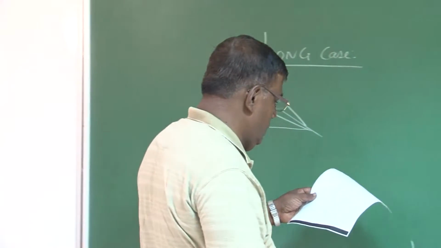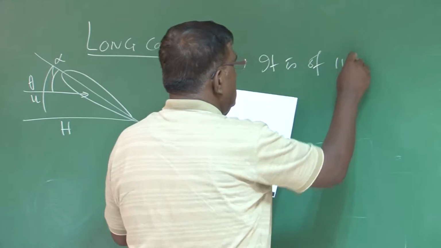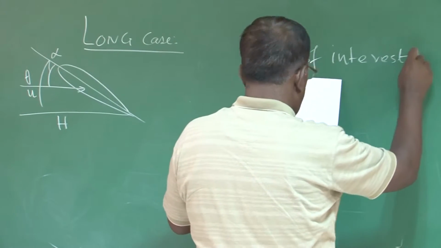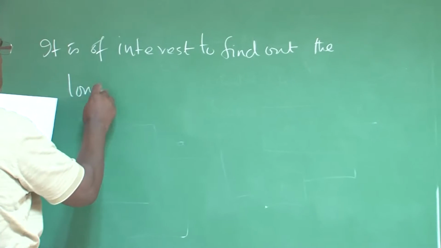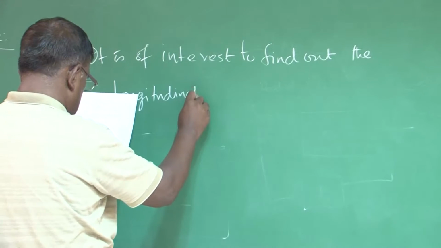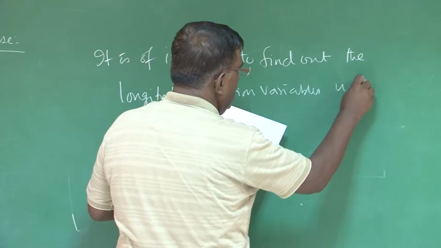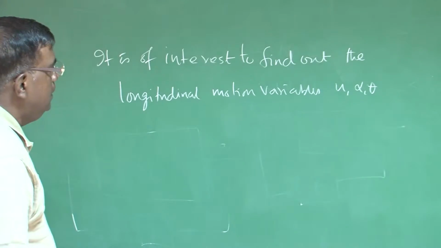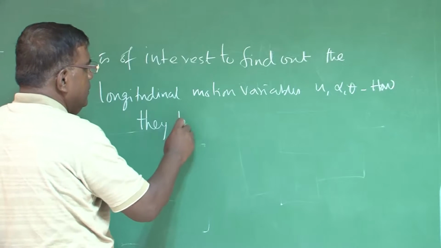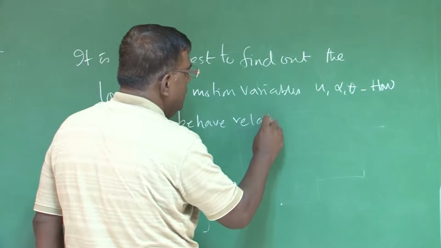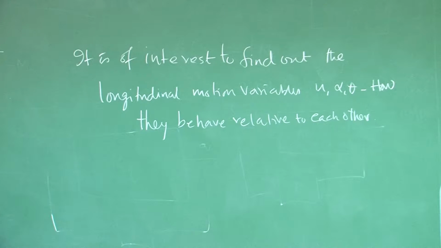So in a nutshell, when you talk about mode shapes, it is of interest, and you know why the interest is to find out how the longitudinal motion variables, say u, alpha, theta, behave relative to each other. That is important. These are the motion variables.